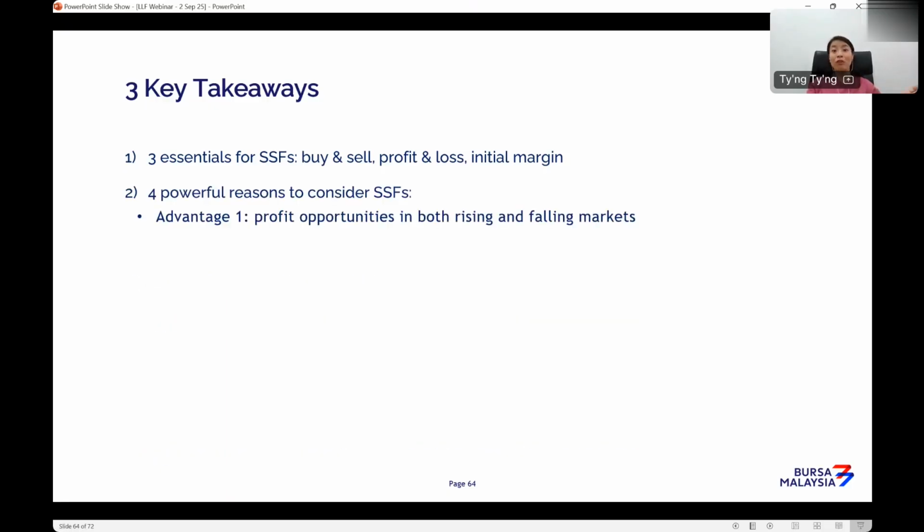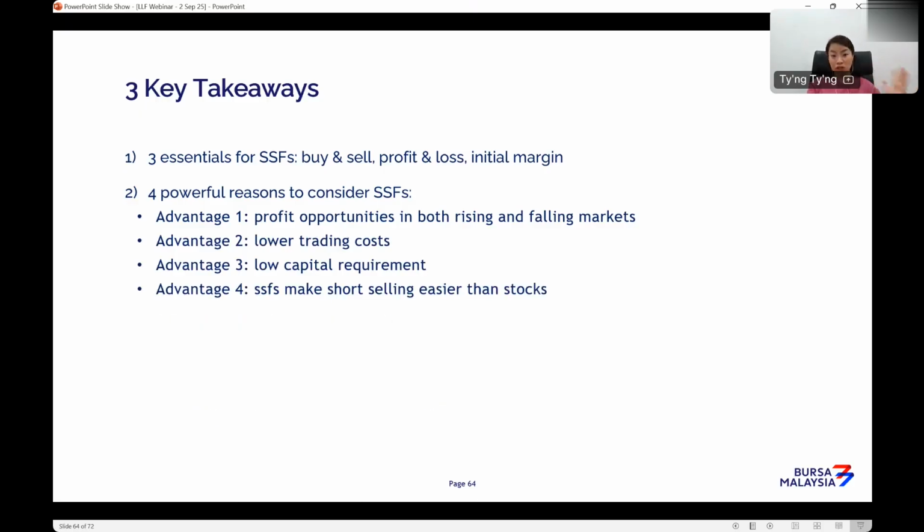Second, 4 powerful reasons to consider SSF. First is the advantage of profit opportunity in both rising and falling markets. With your stock market, you cannot profit in a falling market. The second advantage, lower trading costs. Third is low capital required, because you can see that the deposit is lower. That's why you have the leverage. And the final advantage is short selling. Definitely this is the highlight of it, because short selling in the stock market is harder. Last one, 4 SSF trading strategies based on directional, hedge, leverage, and event driven.